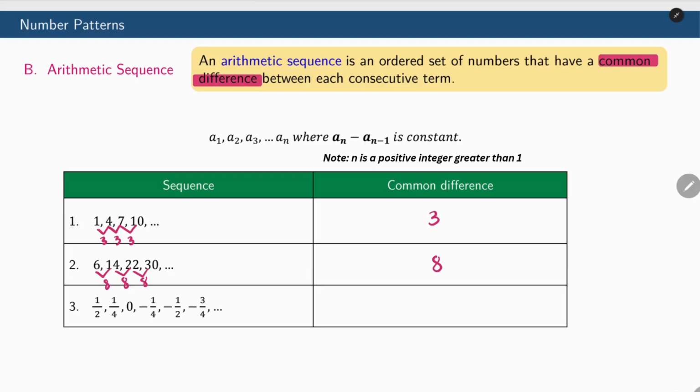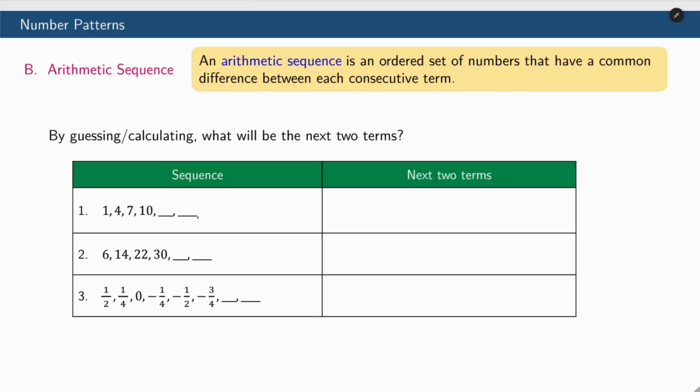Next, 1 half, 1 fourth, 0, negative 1 fourth, negative 1 half, negative 3 fourths. So 1 fourth minus 1 half is negative 1 fourth. 0 minus 1 fourth is negative 1 fourth also. Negative 1 fourth minus 0 is negative 1 fourth. This one, negative 1 fourth also. And the difference of negative 3 fourths and negative 1 half is negative 1 fourth also. So the common difference for number 3 is negative 1 fourth. Therefore, these three are examples of an arithmetic sequence.